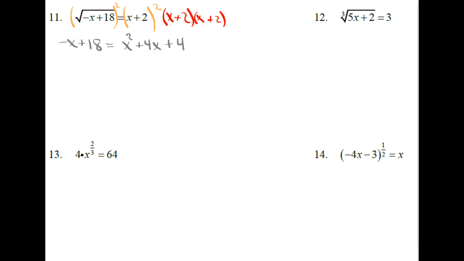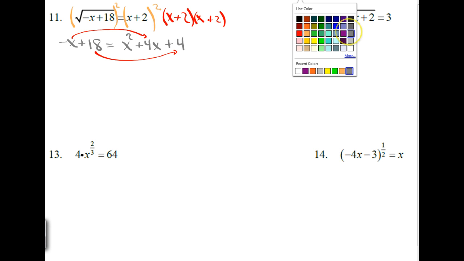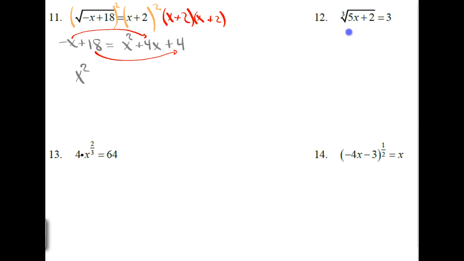Here we have a quadratic, so we're going to set it equal to 0. I want to get everything on the right side in this case because I already have a positive leading coefficient. So I'm going to combine that negative x with the 4x and that 18 with that 4, and I'll clean this up. So I have x squared plus 5x minus 14 is equal to 0. I can solve that by factoring. This is x plus 7, x minus 2. And my two potential solutions are negative 7 or 2.